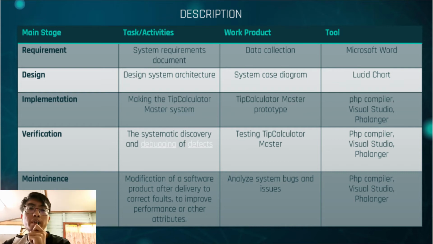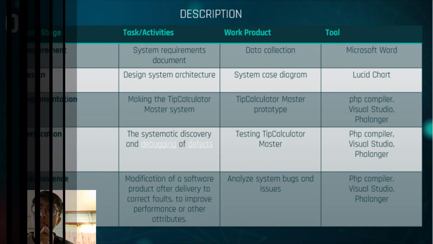And the last one is maintenance, which is the modification of a software product after delivery to correct faults, to improve performance, or other attributes we will add. The work product is analyzing system bugs and issues. The tools are also the same: PHP compiler, Visual Studio, and Phalange. So that's all for me, and thank you.